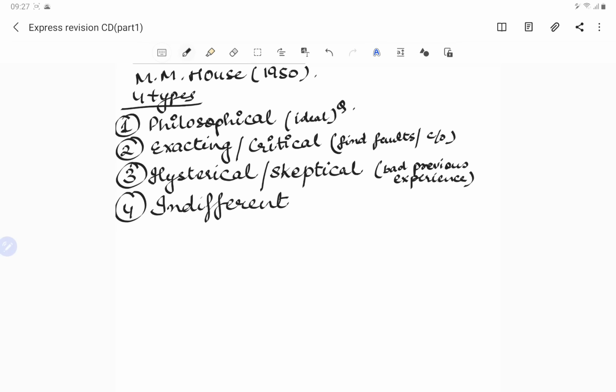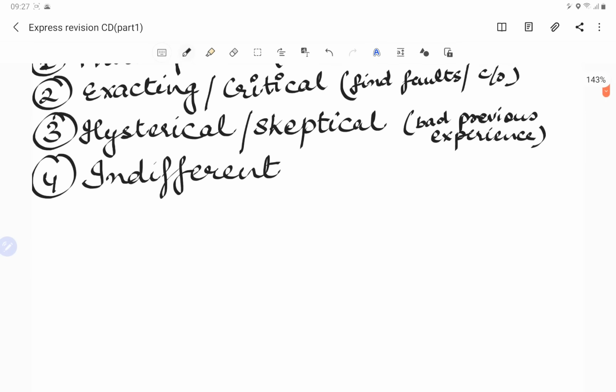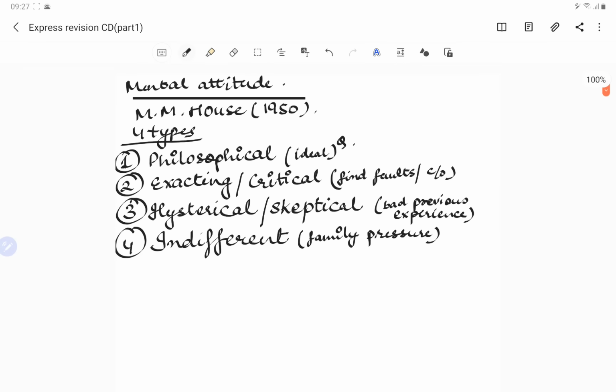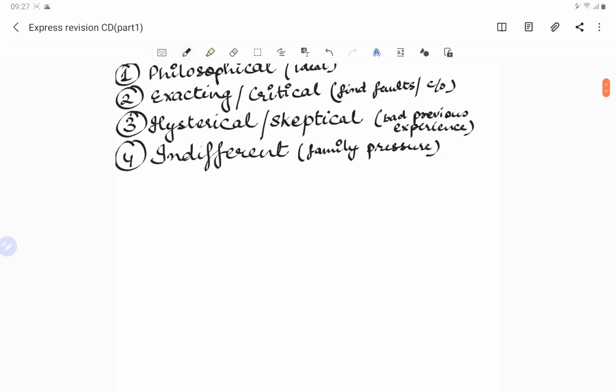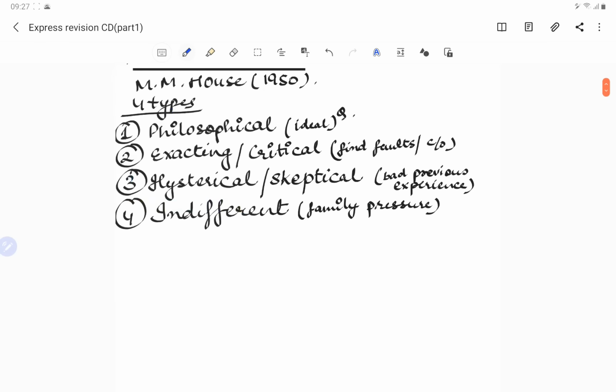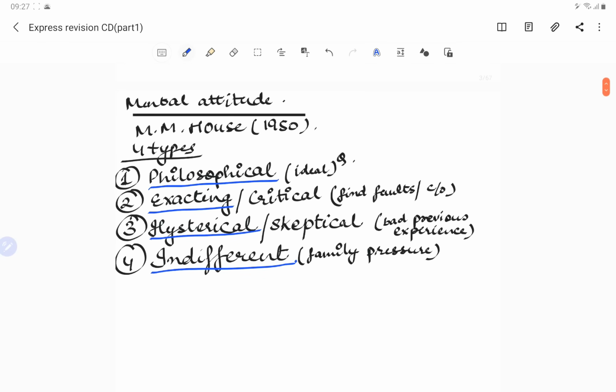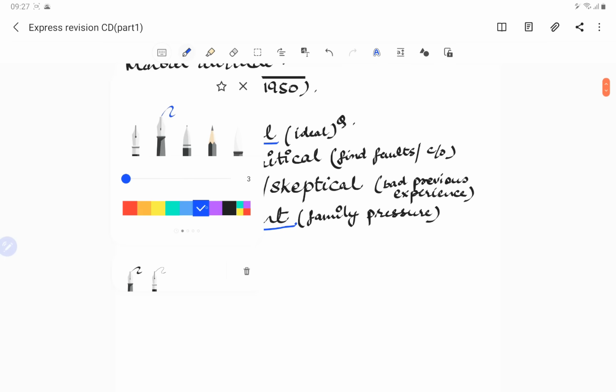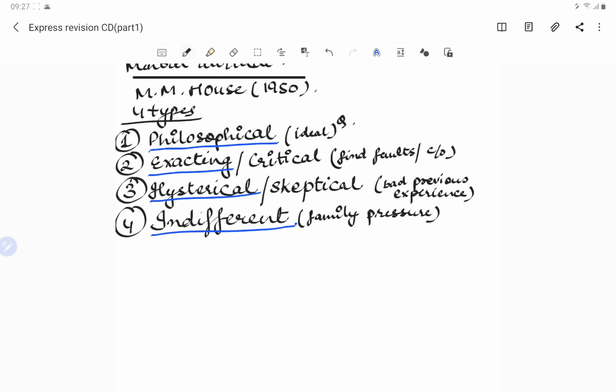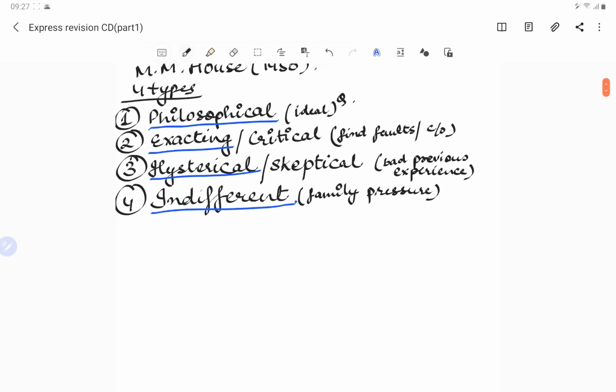As the name suggests, the patient is going to have a different attitude. That means the patient doesn't want the treatment, and is there because of family pressure, whereas other patients are seeking the treatment. So that is the indifferent. But all these classifications we have covered till now, the philosophical, exacting, hysterical, indifferent, are based on the patient's mind, and they couldn't give us an idea about the patient's attitude towards the dentist or towards the treatment procedure.